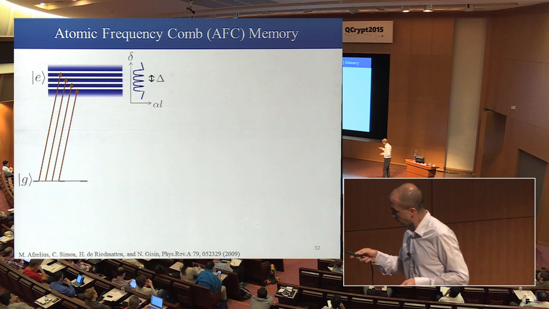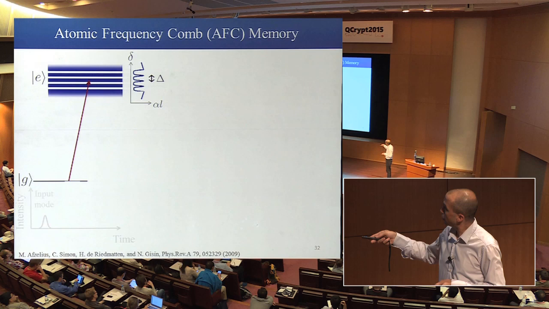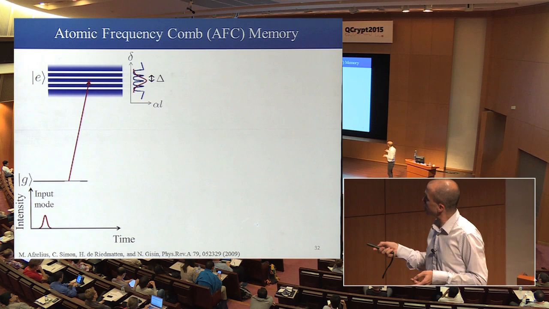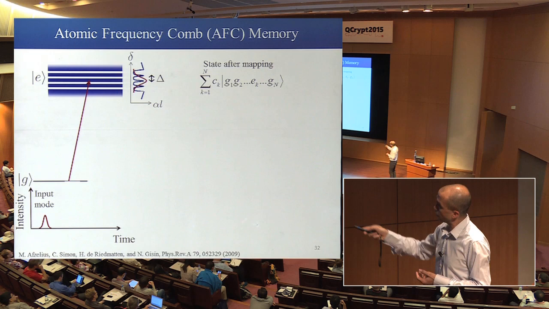This will be the optical depth as a function of frequency. So you have a series of very narrow periodic absorbing peaks. And if you do that, now you send your photon in. The spectrum of the photon must be larger than the separation between two teeth, but smaller than the whole atomic frequency comb. And if you do this, right after the mapping, you will have one of these collective excitations, again optical excitation now. So we have one atom excited in the excited state.